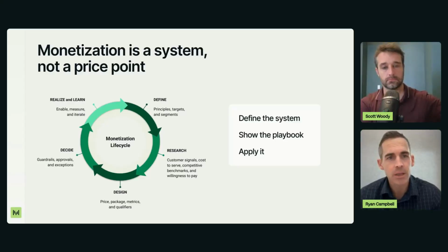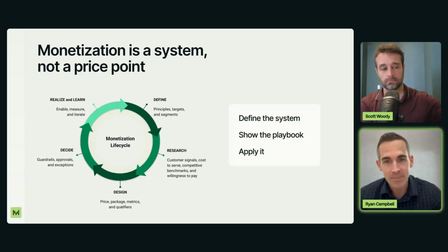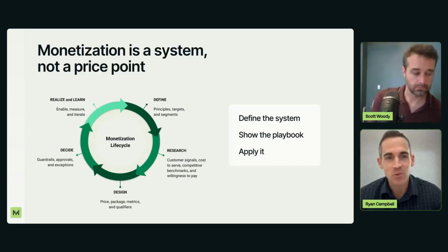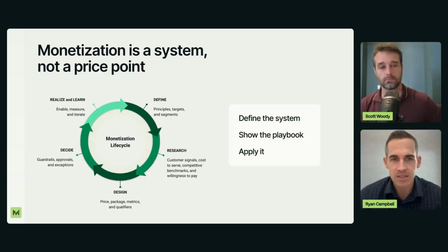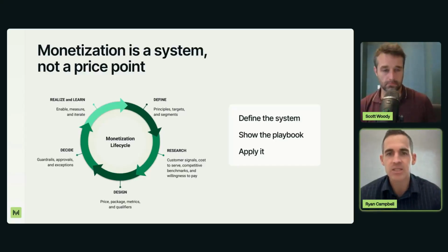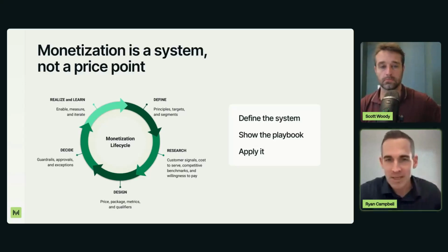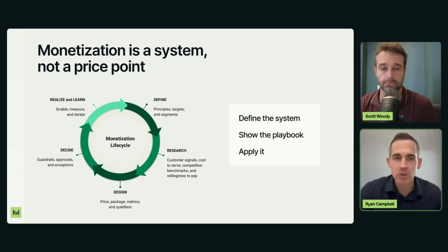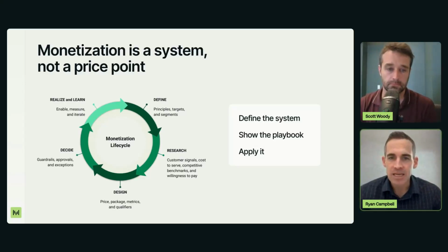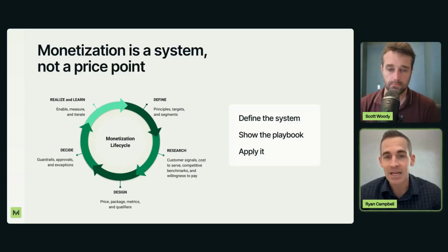And then the most important step, in my opinion, is the 5th step, which is realize and learn, or you can think about this as the feedback process. But this is, once your pricing committee has made a decision that we're going to do something, making sure that the enablement, the story, the measurement, the reporting, all the systems are in line for you to be able to take that to market and be successful.